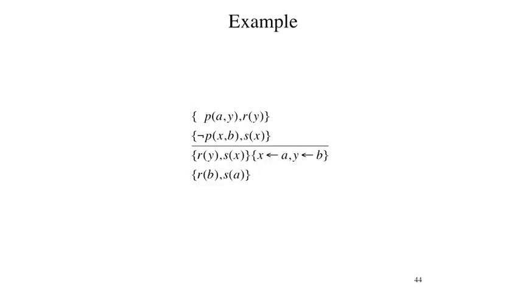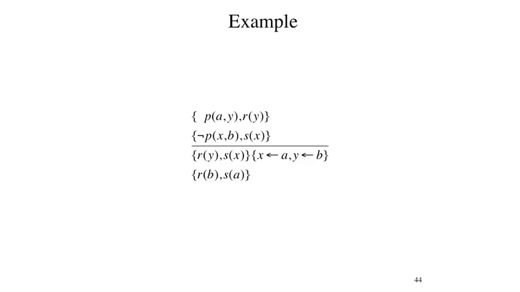Okay, here's an example. Suppose we have a clause containing the literal p of a, y and another clause containing the literal not p of x, b. We can unify p of a, y and p of x, b with a most general unifier x gets a, y gets b. Hence we can resolve these two clauses.